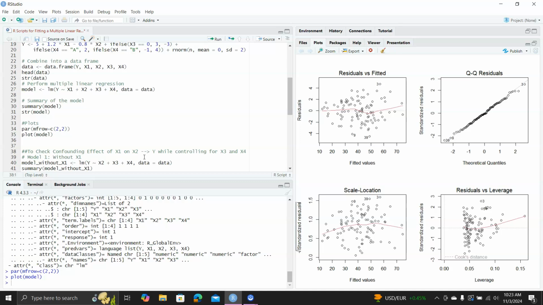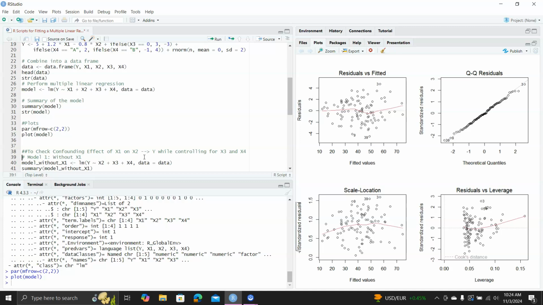So after you have fitted a multiple linear regression model, we know the advantage of multiple linear regression is it allows us to really investigate the relationship between three or more variables. One of those relationships is potential confounding variables. Okay, so here, since we're using a synthetic data set, I'm just arbitrarily saying, okay, we assume x1 is a potential confounder for the relationship from x2 to y, while controlling for x3 and x4.